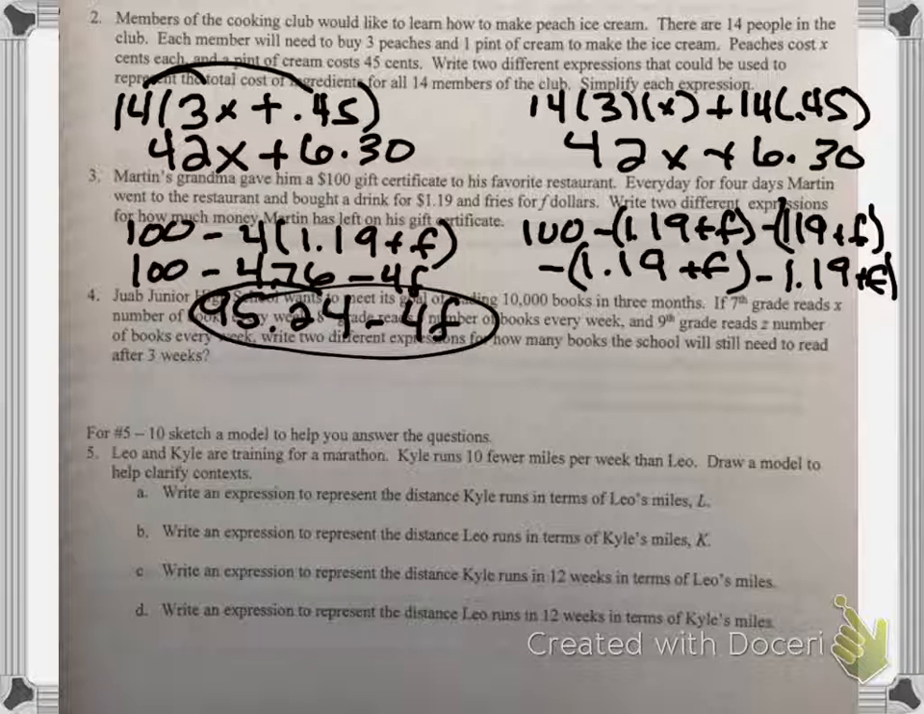So we're going to do number 5. Leo and Kyle are training for a marathon. Kyle runs 10 fewer miles per week than Leo does. Draw a model to help clarify context. Write an expression to represent the distance Kyle runs in terms of Leo's miles, L. So we take Leo's miles, and he runs 10 fewer, so Kyle equals L minus 10.